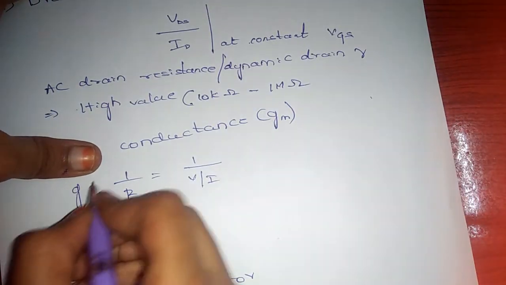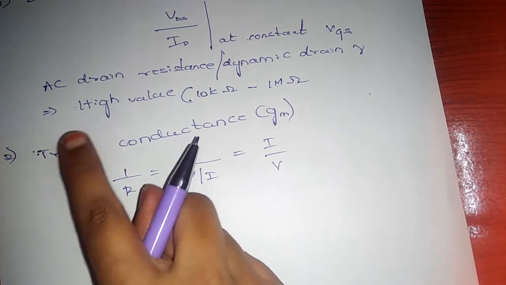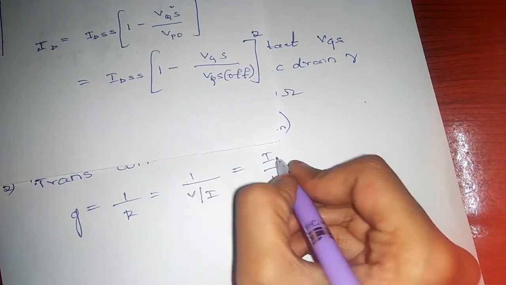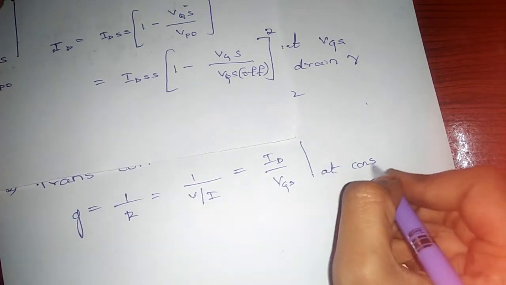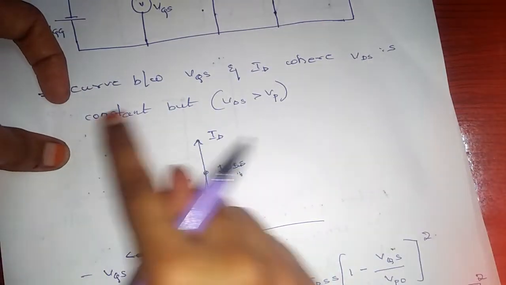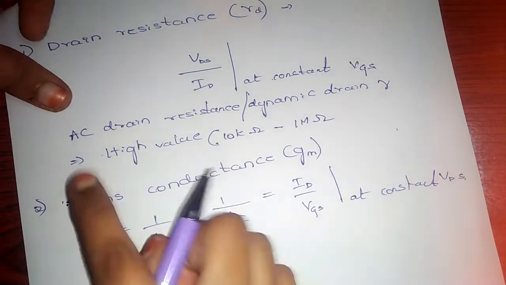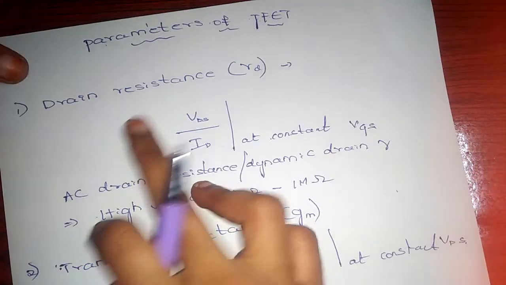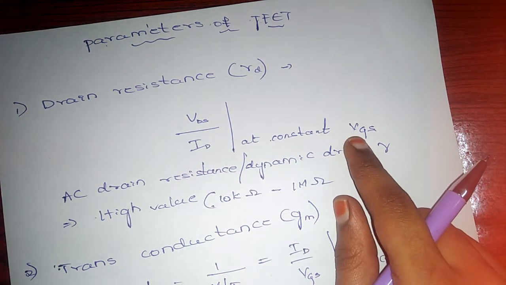Then what is conductance? I by V. But we have to take it at the transfer characteristics, meaning mutual characteristics. Here we took between ID and VGS, at constant VDS. So this is about the transconductance, the ratio between ID and VGS at constant VDS. Here the drain resistance is the ratio of VDS by ID at constant VGS.